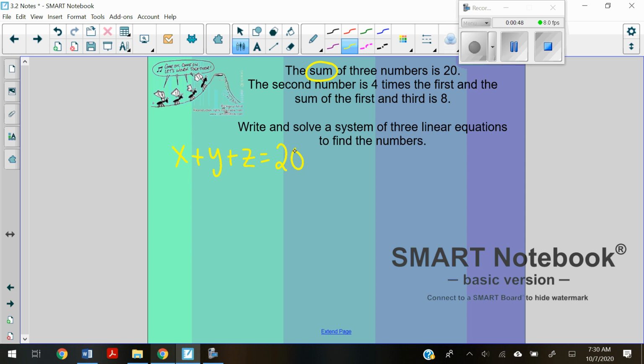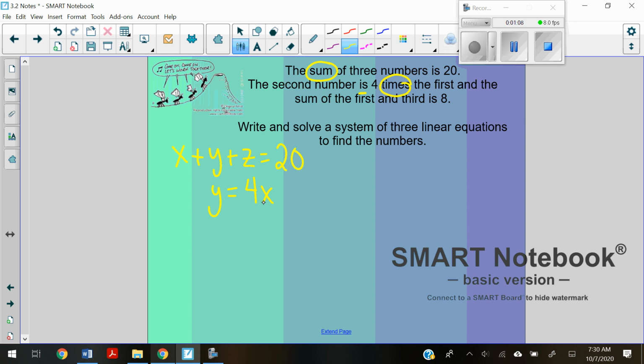All right, let's tackle that next chunk. It says the second number is. So the word is reminds us that it's equal. So the second number we have decided is y equals 4 times the first. Times means multiplication. So 4 times x.